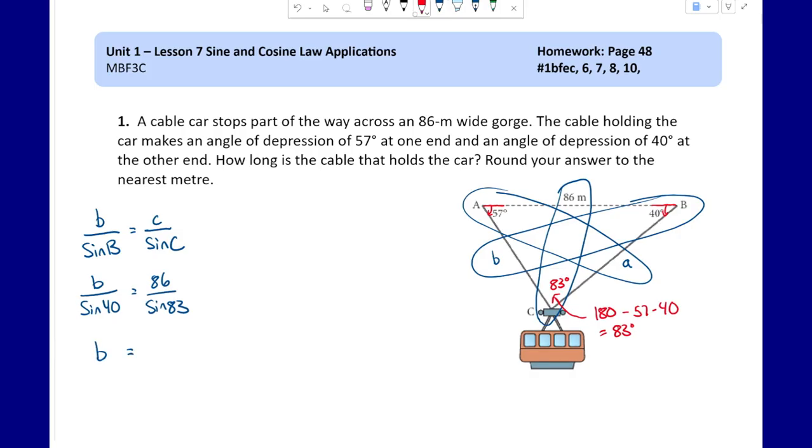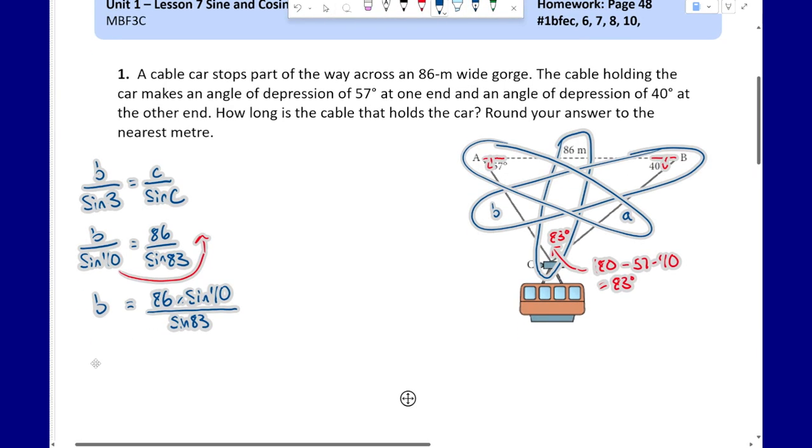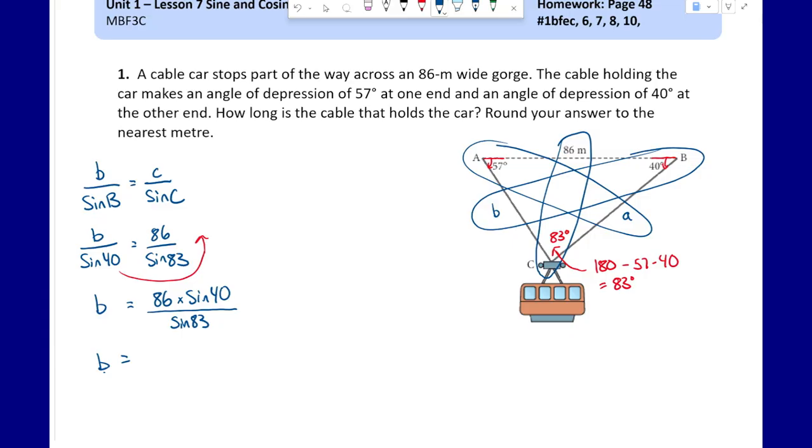B is equal to, and again, when we're trying to solve this, we bring the sine 40 up. So we have 86 times sine 40 divided by sine 83. Now this just becomes one calculation. 86 times sine 40, then divided by sine 83, we should get 55.7, or we can round it to 56. So the length of the one part is 56 meters.